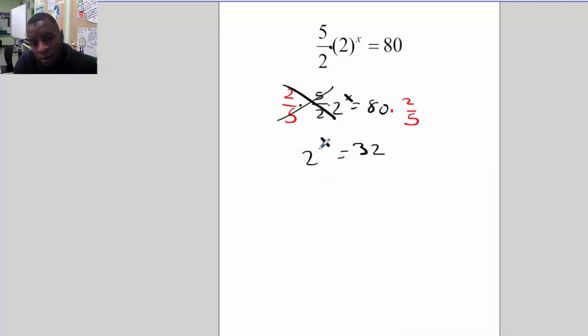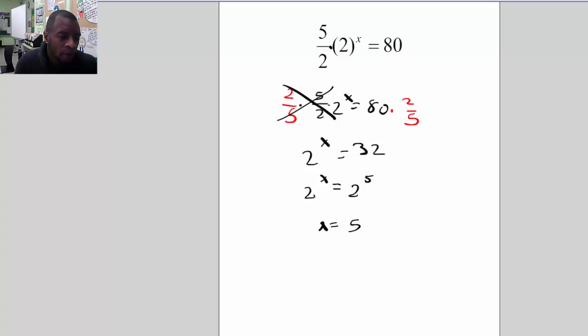Now we see that this step in our equation looks exactly like our previous example. So what we want to do again is make our bases the same. We want to write 32 as a power of base 2. That's 2 to the 5th, and therefore x equals 5.